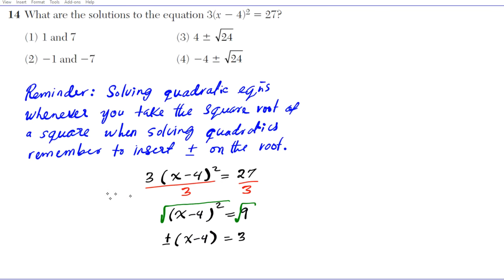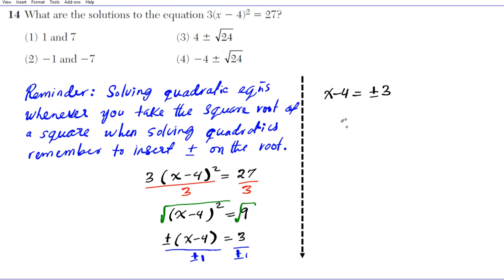Now, there are multiple ways we can solve this equation. We can split it at this point, distribute the signs and go, or we can move the plus or minus over. So let's do that. That's much faster. So I can divide both sides by plus or minus 1. What that is going to accomplish is that it's going to move the plus or minus sign to the right side of the equation. So you have x minus 4 equals plus or minus 3.